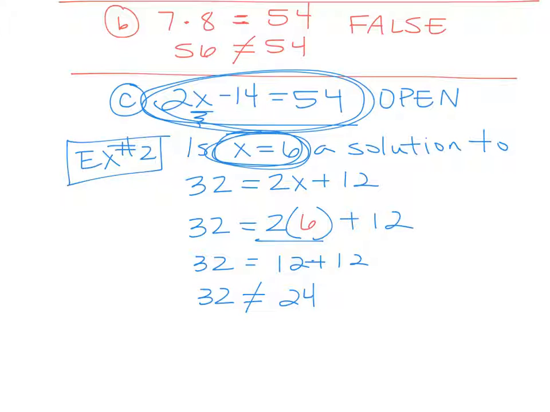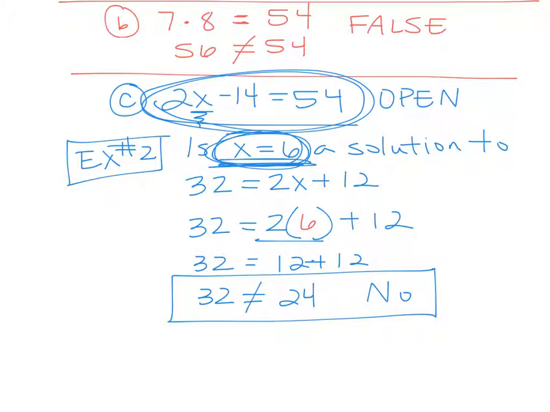So when they ask, is it a solution? We would say no, because 32 doesn't equal 24. Basically, we take the open equation and plug in whatever value they give you. They're saying, is x equals 6 a solution? So you're going to plug it in as 6, but the right answer is not 6, because 6 isn't a solution. We try to solve it with that 6, and if it didn't come out, then you just say no. You don't have to find the right answer. You just have to say that's not the right answer.